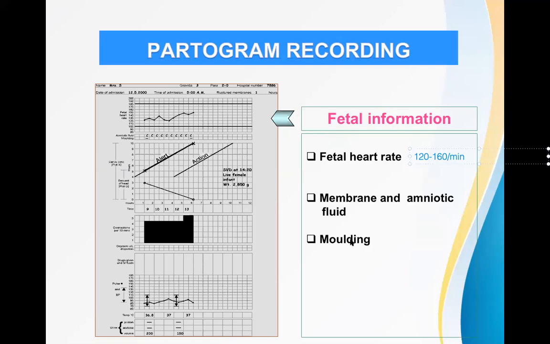The third important point is molding. Molding is an overlapping of the fetal skull, so we have to judge that as well. So these are the fetal information. Let's move on.